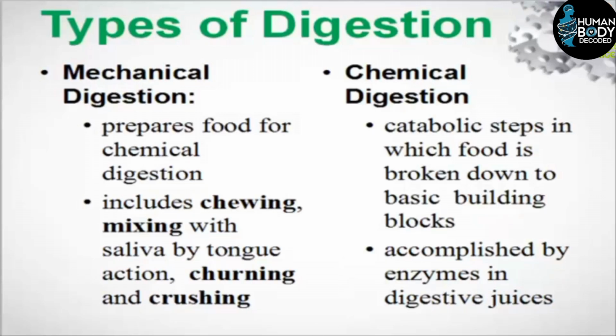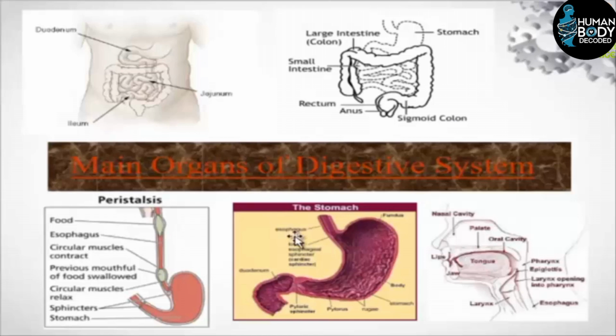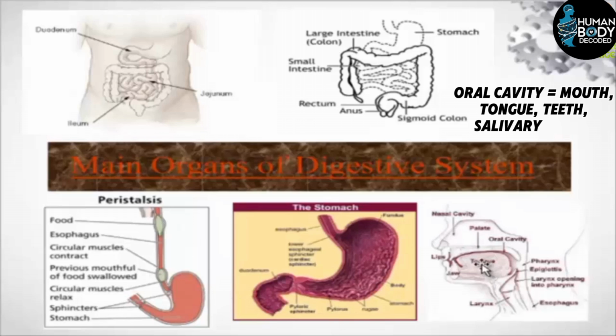Now, let's move on to the organs involved in digestion. I have divided them into two categories. The first category includes the main organs involved in digestion, and the second category includes accessory organs. Accessory organs assist in digestion, but are not part of the main digestive tract. The main organs include the mouth, intestines, and stomach. In the mouth, we have the tongue and teeth, which together make up the oral cavity. So, these are the main organs.